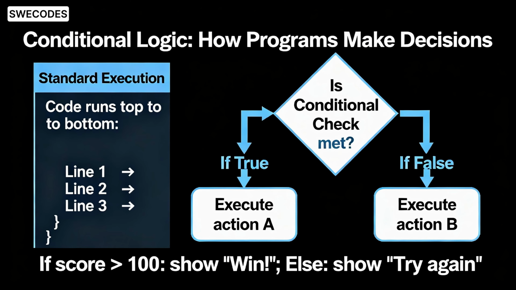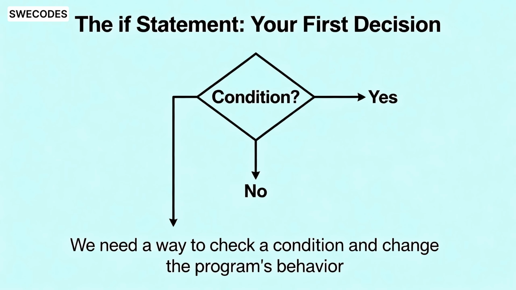How does a program decide? Right now, your code probably runs from top to bottom. But to build anything complex, a game, a website, a data science model, your code needs to react. It needs to make choices. This is conditional logic, and you're about to learn its most fundamental tool. The if statement, your first decision.